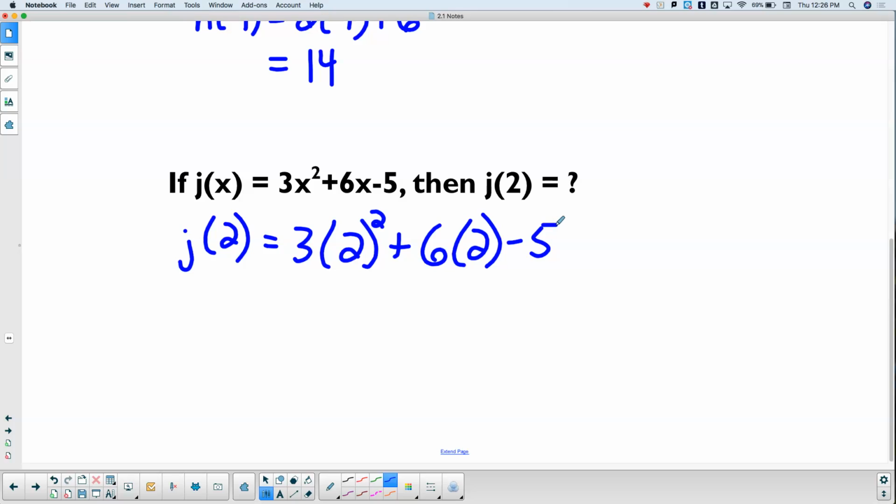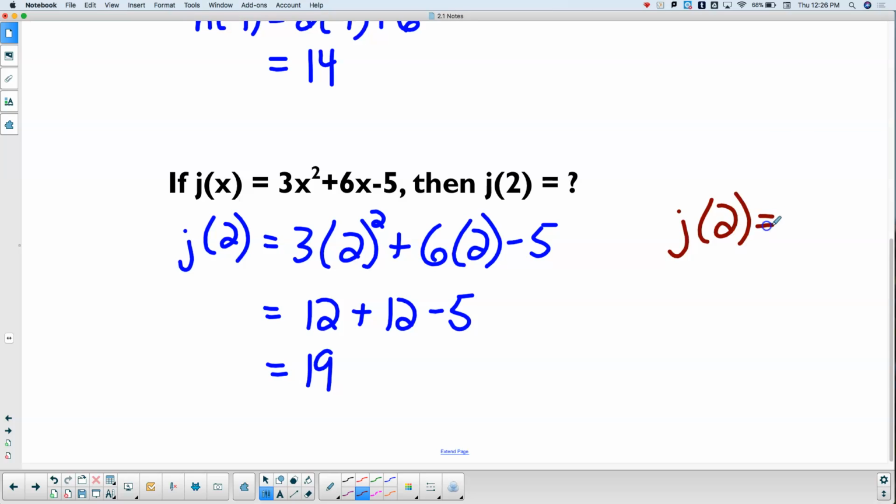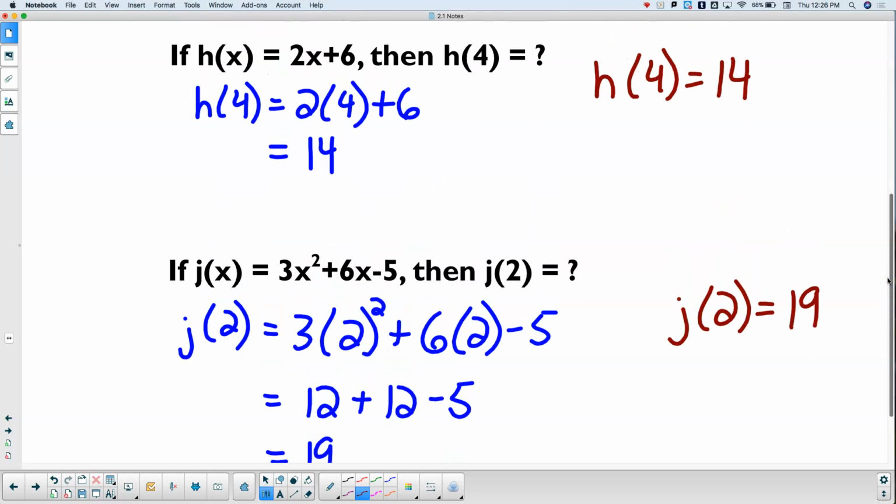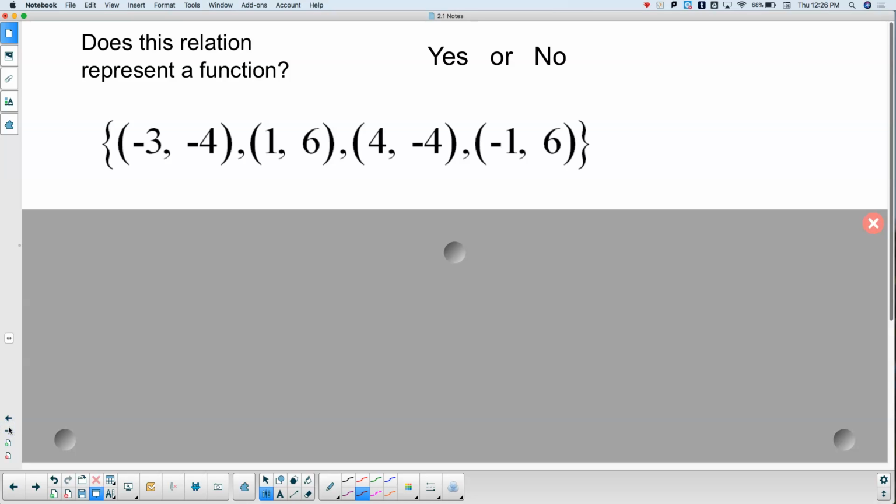Two squared is 4 times 3 is 12. 6 times 2 is 12. 12 plus 12 is 24, minus 5 is 19. So j of 2 is 19. Agree with both of those, that j of 2 was 19 and h of 4 was 14. Love it. Excited to be part of it.